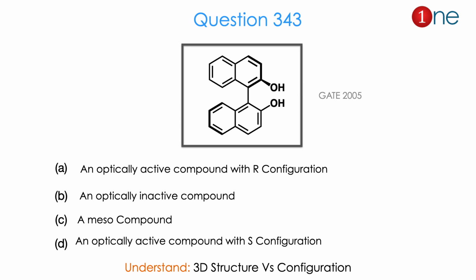Here they have given four facts, and they ask you to find the correct fact. The compound is an optically active compound with R configuration, or an optically inactive compound, or a meso compound, or an optically active compound with S configuration. From the structure and four different possibilities, you have to know the question is really about 3D structure versus configuration. The answer is A. Let us see how.